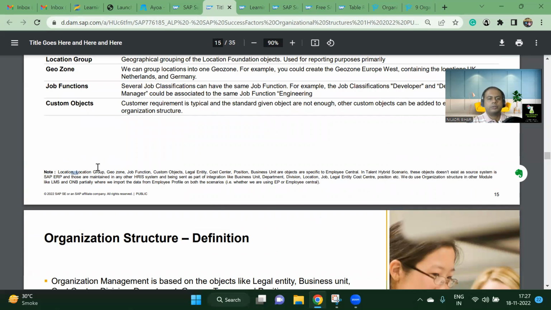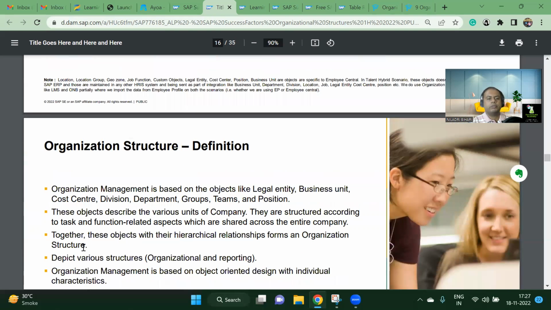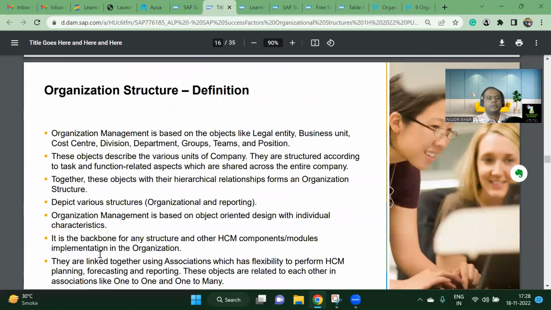Here there are also a few footnotes. You can see some of the objects are very specific to EC. If you're utilizing the talent hybrid scenario, this object doesn't exist in the source system, okay? And you have to understand again how to create all those things. We do use org structure in other modules like LMS only partially, where we import data from employee profile, and both scenarios, okay? So this is something we have to understand. So this is all about the definitions, okay?